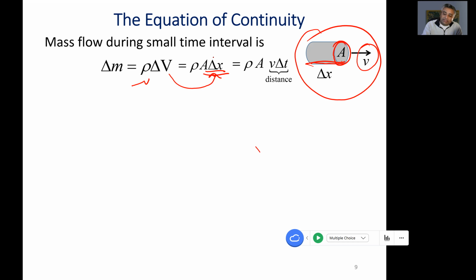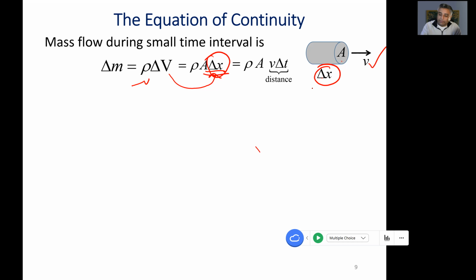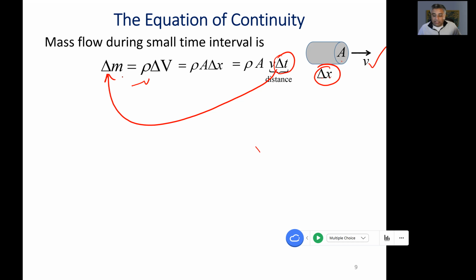And this delta x is the distance traveled by the water column. So if its speed is V and the time it took is delta t, then I can replace this delta x by V times delta t. Okay. Now what I can do is rearrange this. This delta t, bring it down here. So it's going to be delta m over delta t.